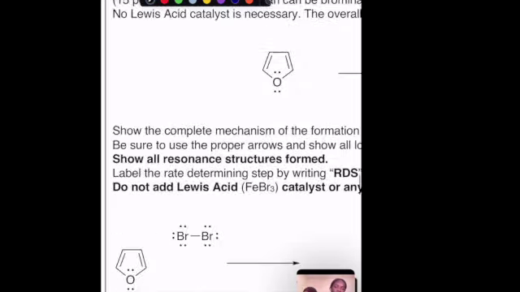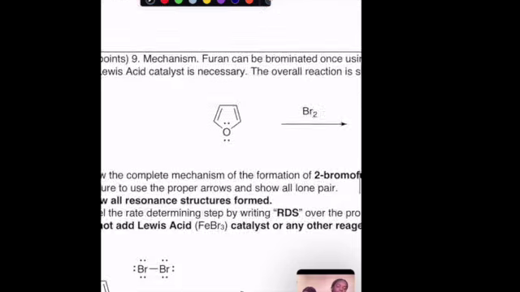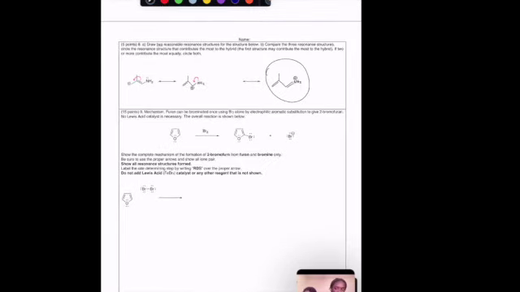Next, we have a beautiful good old mechanism. In this one, we have this structure called a furan, and it's being brominated. So it could be fairly simple.